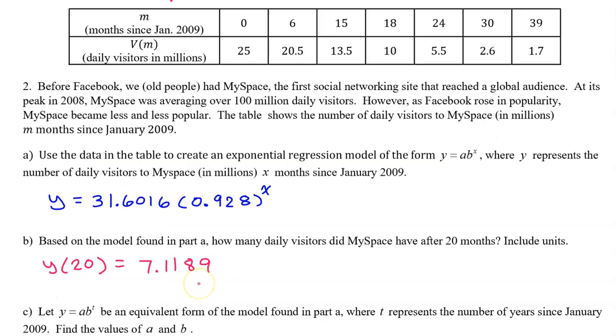Listen to me very carefully. You will not get full credit if you just write this answer. We need to be very careful about the units. This is supposed to represent the number of daily visitors. Does this mean we had about 7 visitors to MySpace? No. The data was in millions. So, you have two choices. You can write 7.1189 million visitors.